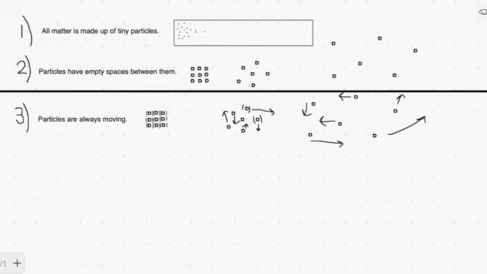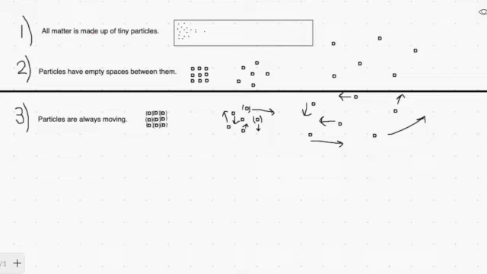Now, the third point of the particle theory is that particles are always moving. The movement of particles, once again, changes between different states of matter. So we can start with a solid. In a solid, the movements are very slow, and typically the particles are more or less vibrating in the spot. They have very small movements and they're very slow in moving.